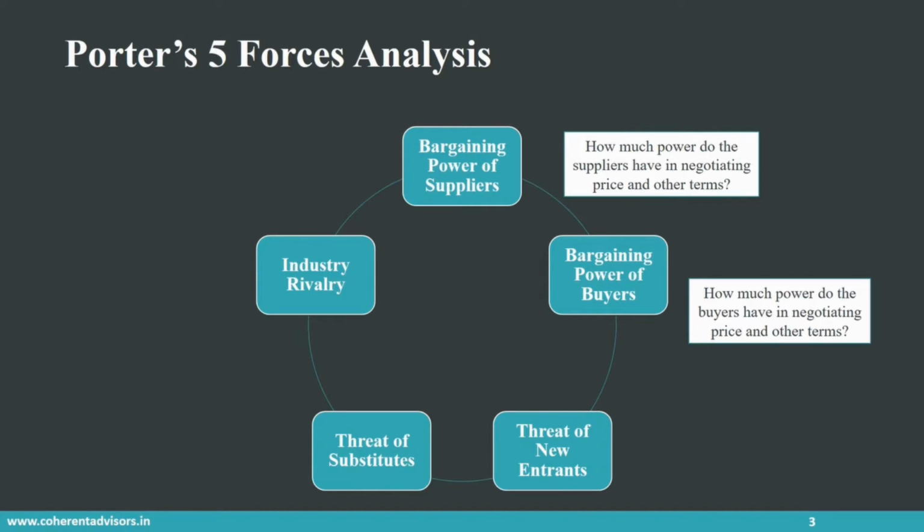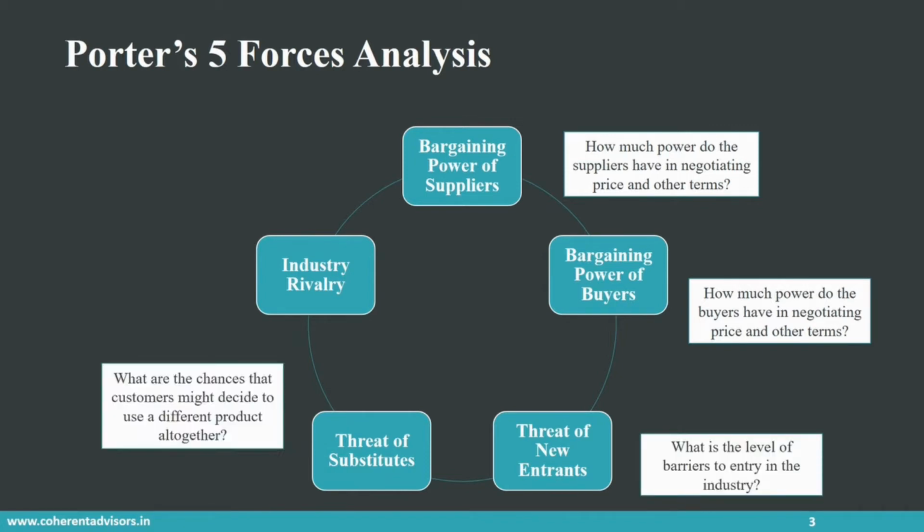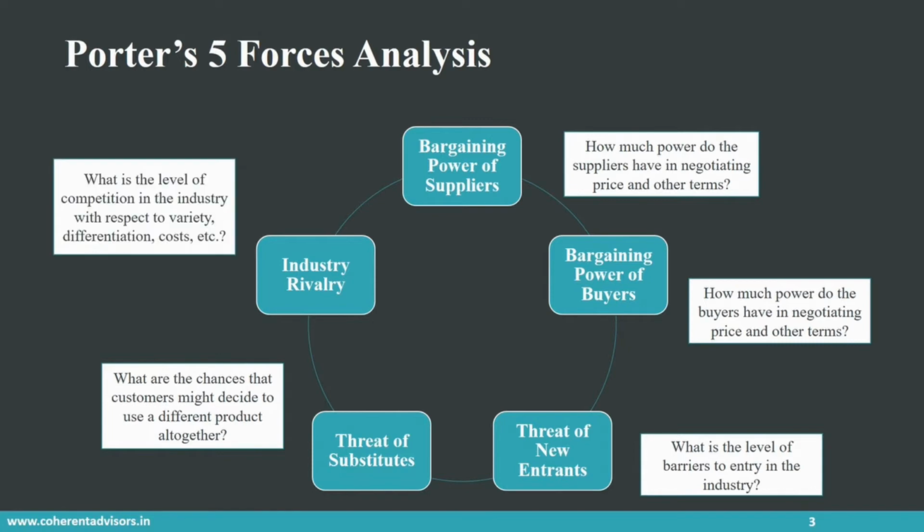The third is the threat of new entrants, which determines the level of barriers to entry in the industry. The fourth is the threat of substitutes, as in what are the chances that customers might move to a different product altogether. An example is microwave is a substitute for OTG. And last but an important factor is industry rivalry, which determines the level of competition in the industry prevailing at the current point of time, and which is also determined by the strength of our competitors.